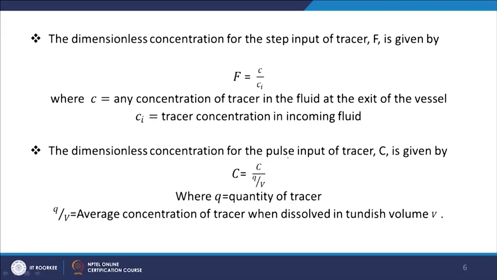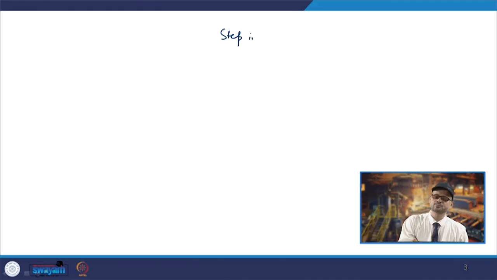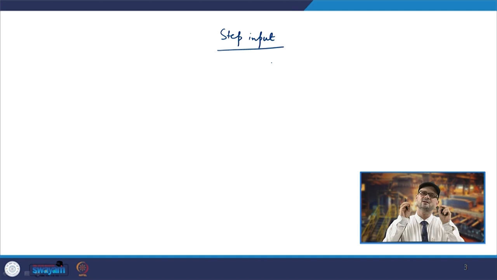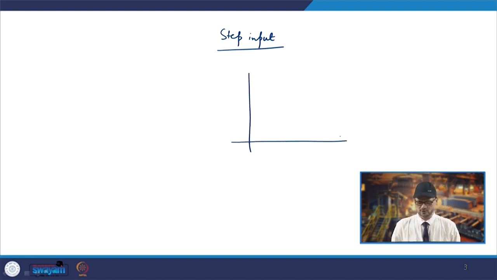Normally we call it an F curve for a step input, or F is the quantity which we try to see. So, if you try to see how this curve looks like, suppose you are talking about the step input. In the case of step input, initially you give that tracer, and then that tracer will be continuously given. So at the outlet the tracer concentration will go on increasing, and when you draw these curves for the step input, you have the value increasing, and then it will go like this.